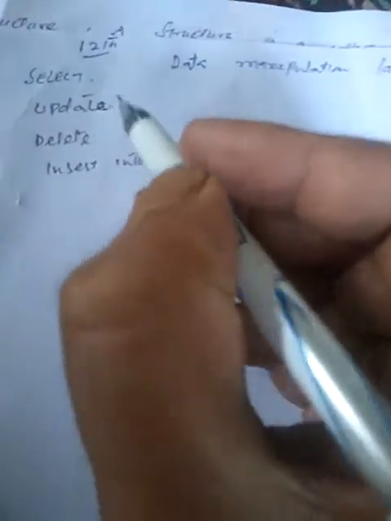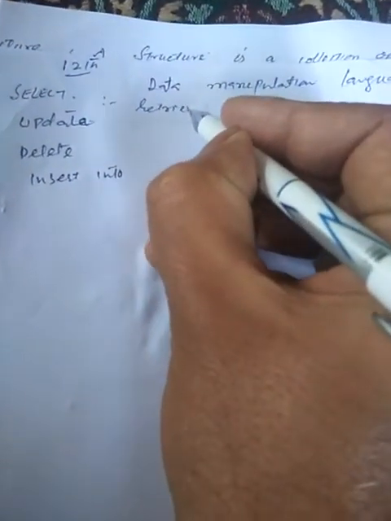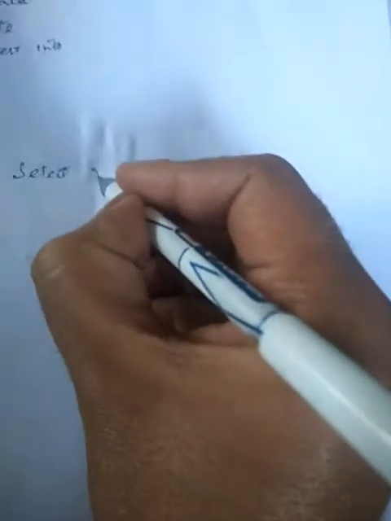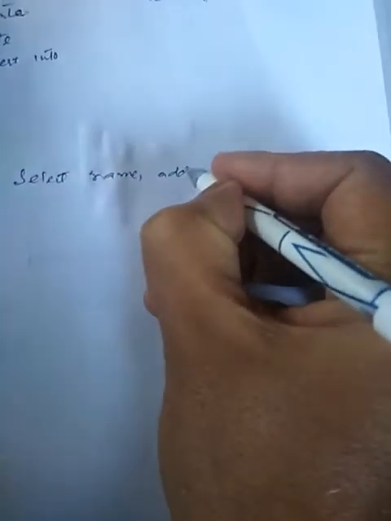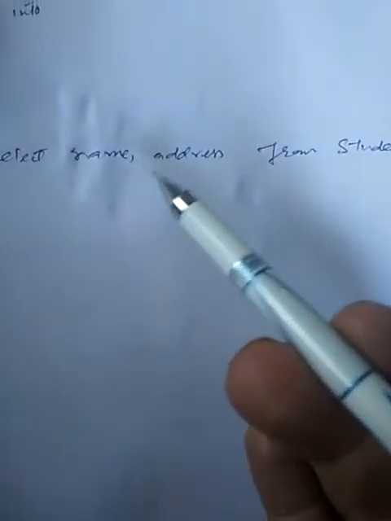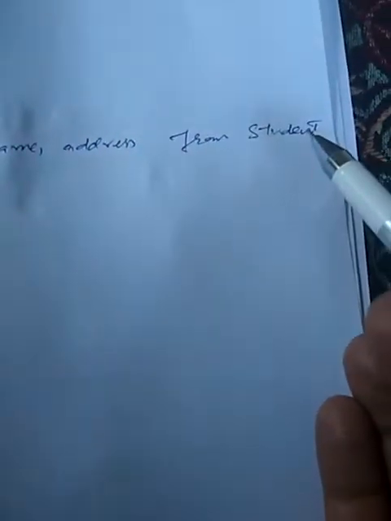There are a few commands. Let us discuss the select command of SQL, which helps us to retrieve data from a database. I will give an example like this: select name, address from student. Select is the command and from is the clause. Name is a field and address is a field of the student table. The student is the name of the table.